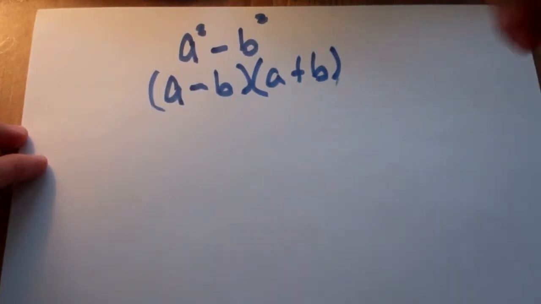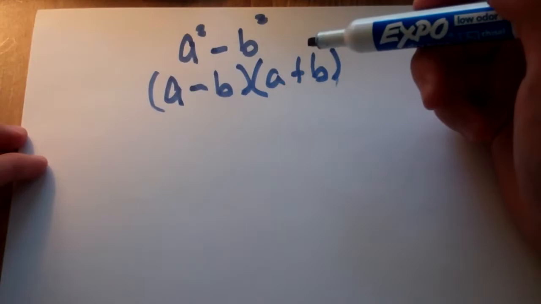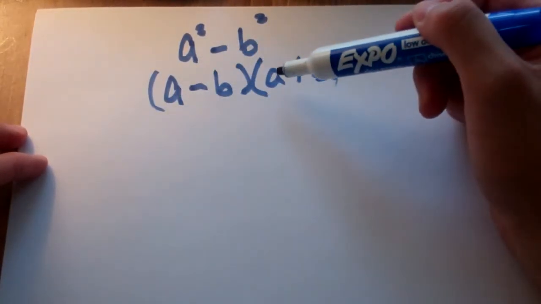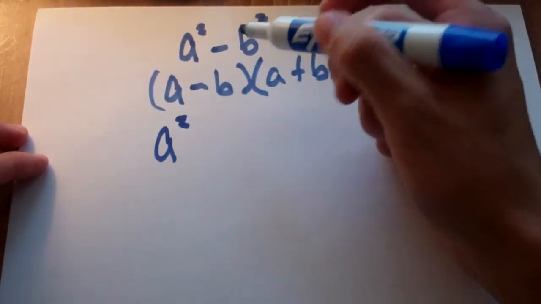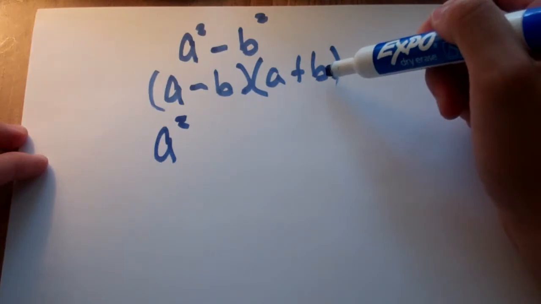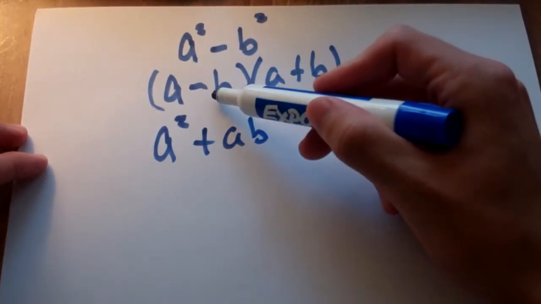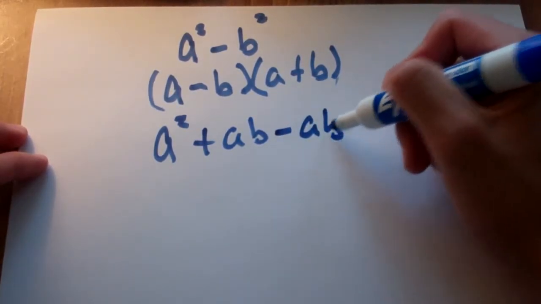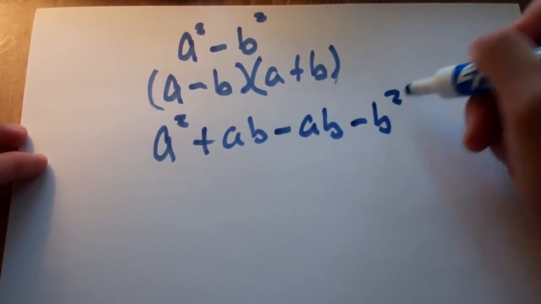So I'm not really sure if that's true. You may not believe me, but let's try it. Let's just FOIL. If we FOIL this right here, a times a is a squared. A times b is ab. Negative b times a is negative ab. And negative b times b is negative b squared.